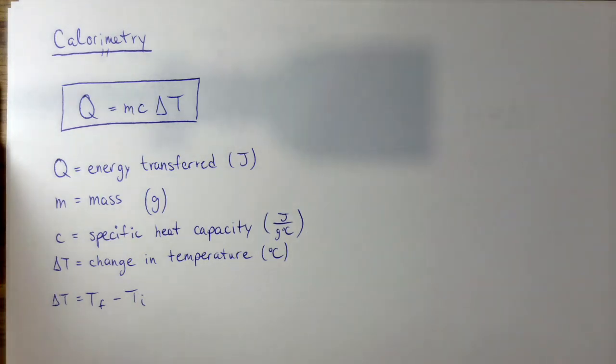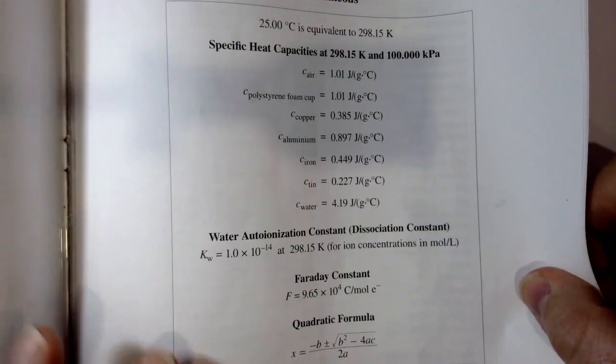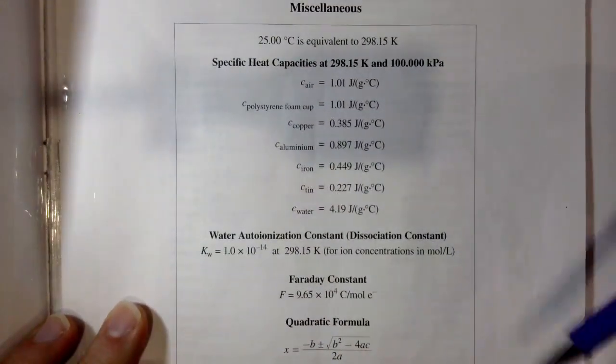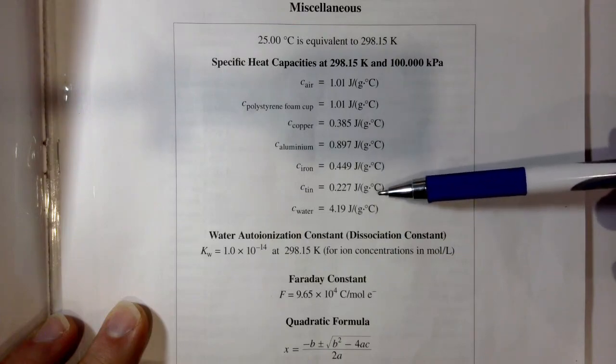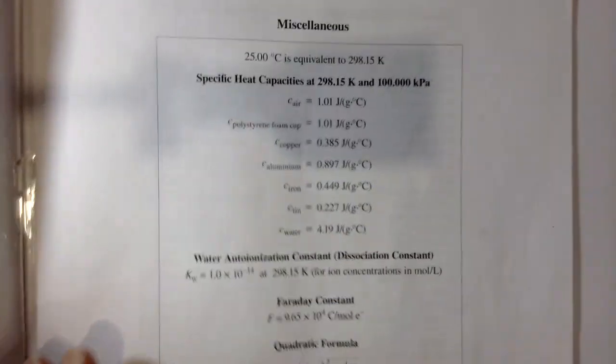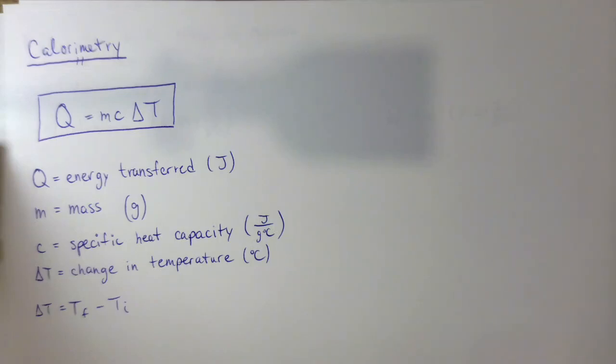You can find the listed specific heat capacities on page 3 of your data booklet. We've got air, polystyrene, copper, aluminum, iron, tin, and water. Okay, let's get started with a couple examples.